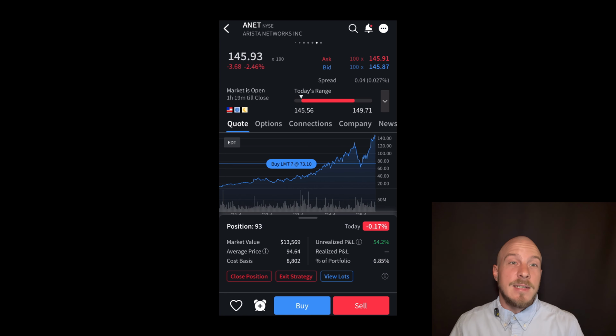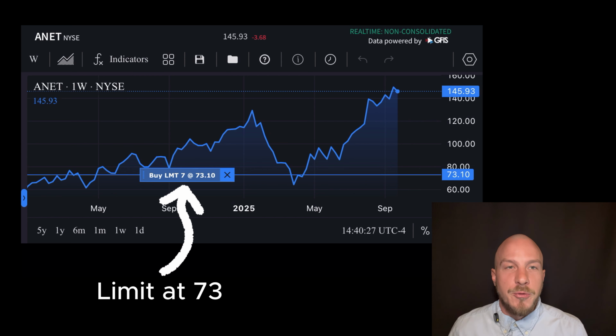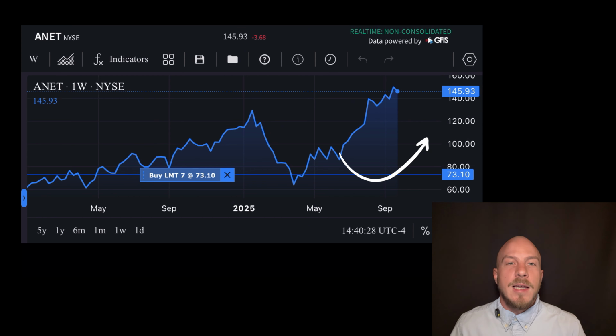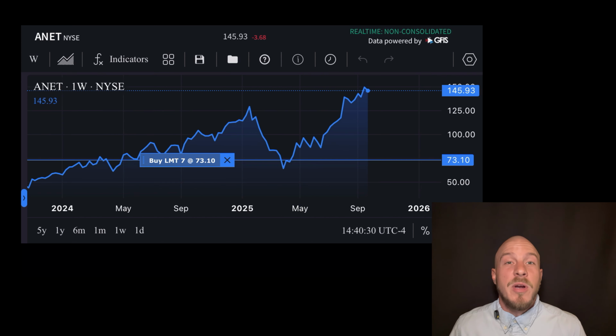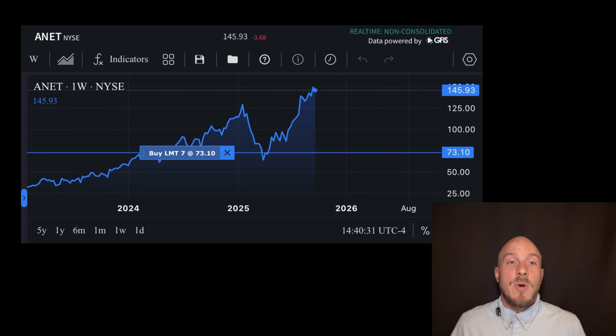Here's a really nice example. A while back, I bought shares for Arista Network at around 94, and I left some limit orders open at 73, hoping it would pull back and bounce. But this never happened, and now the stock has run up parabolic about 40% and left me behind. That's why I often prefer market orders over limit orders. You don't miss the move.